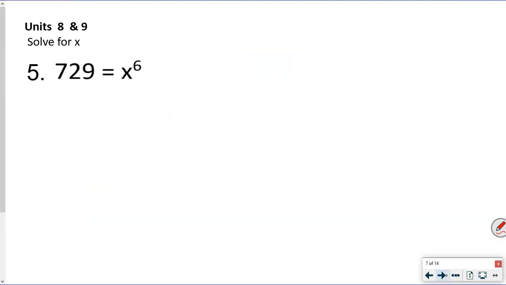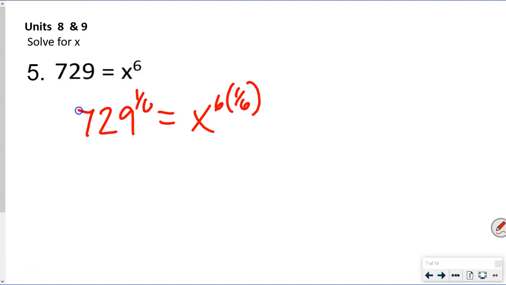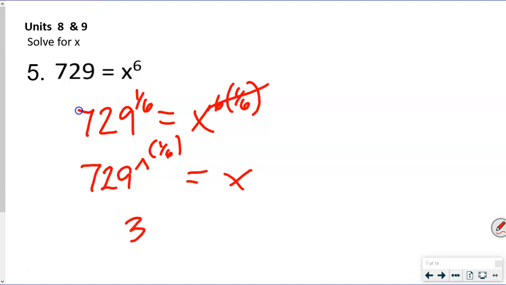All right, so on this one, I'm not going to use the log. I'm just going to take both of these sides to the 1/6 power. So 729 is equal to x to the 6th. The way I get rid of a 6 is to take it to the 1/6 power, so I'm going to do that to both sides. When I do that in my calculator, we're going to do 729 caret to the 1 divided by 6, okay? And that's going to be equal to x, because these two are going to cancel each other out. So when we do that, 3 is equal to x.